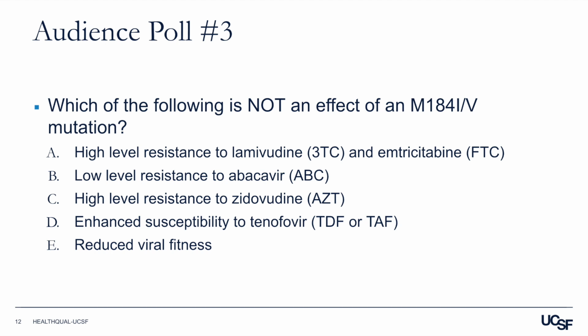A is high-level resistance to lamivudine and emtricitabine. B is low-level resistance to abacavir. C is high-level resistance to zidovudine. D is, sorry, I can't see my own screen here. D is enhanced susceptibility to tenofovir. And E is reduced viral fitness. So which of these is not an effect of this mutation?